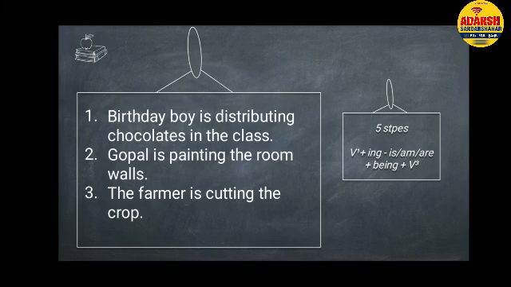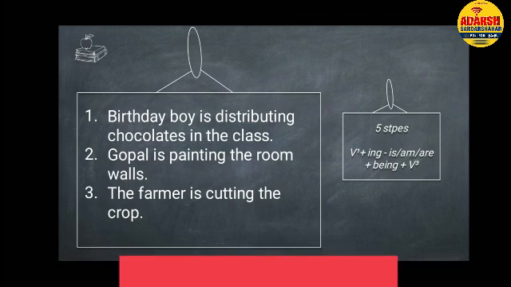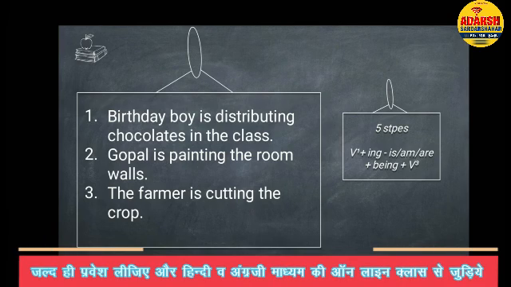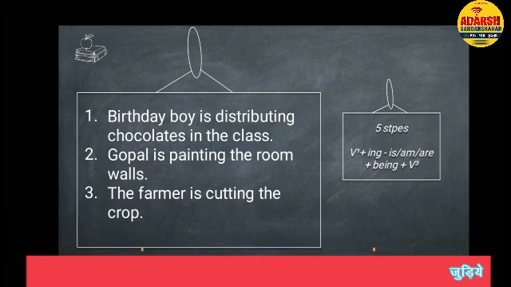Here first is, birthday boy is distributing chocolates in the class. Second is, Gopal is painting the room walls. Third, a farmer is cutting the crop. So these are our three sentences, or should I say an exercise which you have to do. Hopefully you all will do it and answer me also in the comment box.